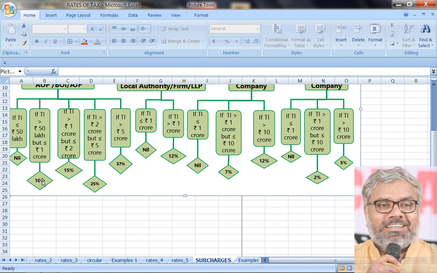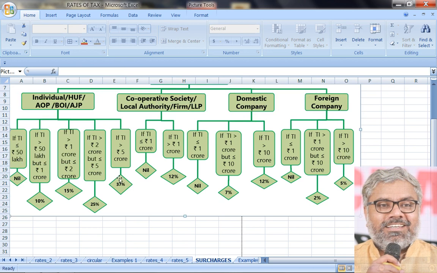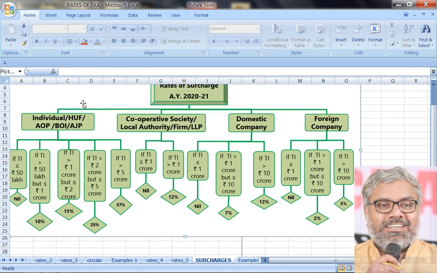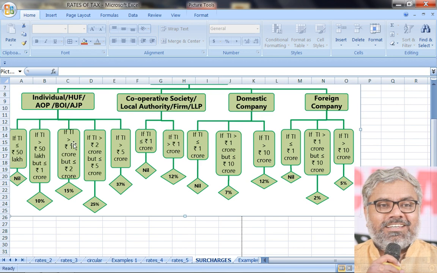Income is more than 50 lakhs but less than 1 crore, surcharge is 10%, we know that. If the total income is more than 1 crore but less than 2 crores, then surcharge is 15%. If the total income is more than 2 crores but less than 5 crores, then surcharge is 25%. If the total income is more than 5 crores, 37%. That's all. So these are the surcharges which we know already in relation to individual, HUF, etc.